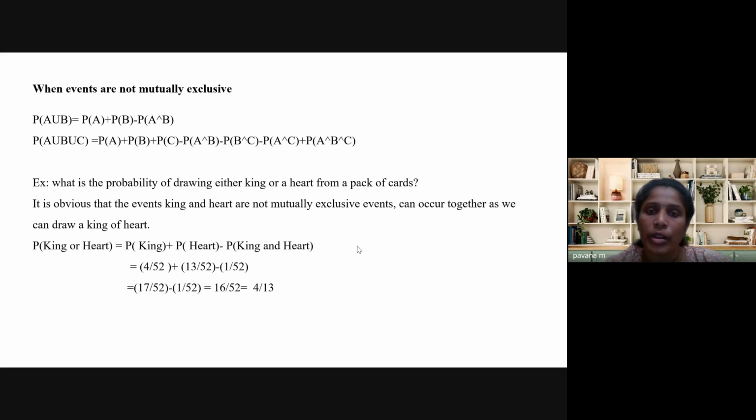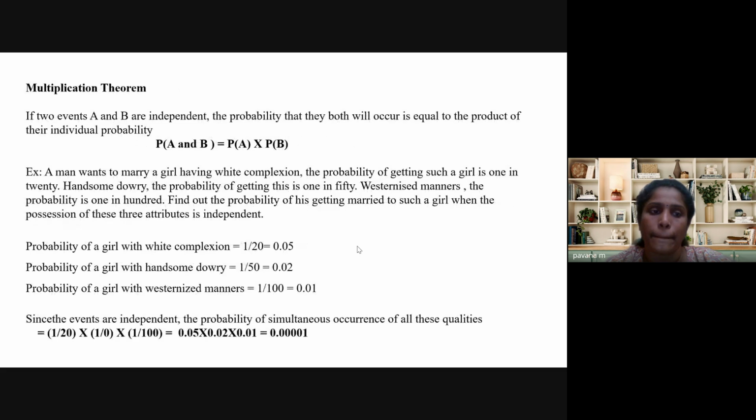So this is for not mutually exclusive events. So that is the addition theorem. Next problem is the multiplication theorem. So what is the multiplication theorem in probability?